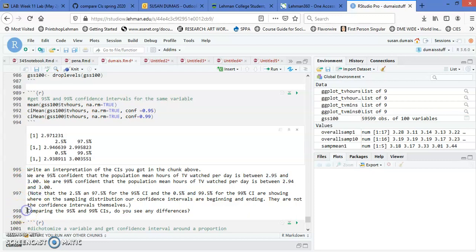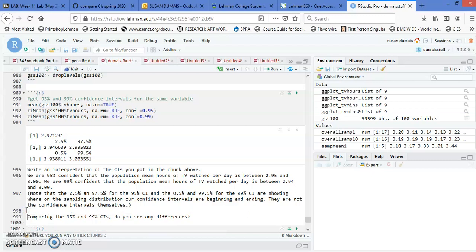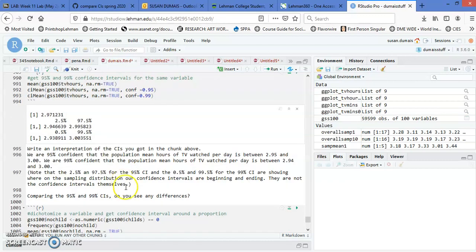We have another question here, comparing the 95% and 99% confidence intervals. Do you see any differences? So let's look at this. With rounding, it's less easy to see, but if you just look at these numbers, you can see that the 99% confidence interval, which is the one right here, is wider. It starts at 2.93, whereas the 95% one starts at 2.94, and it ends at 3.00, where the 95% one ends at 3.99, and so forth.